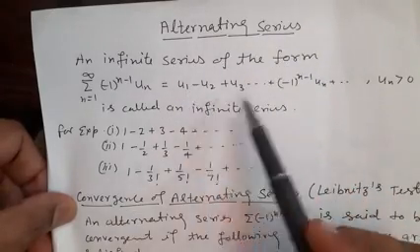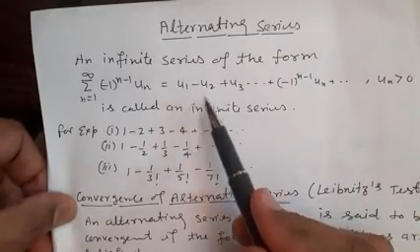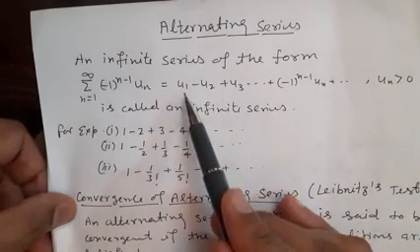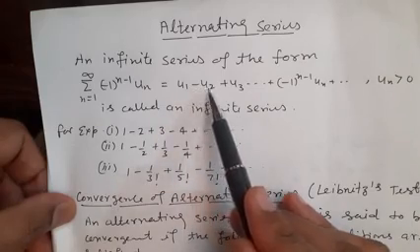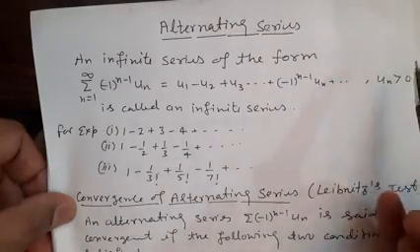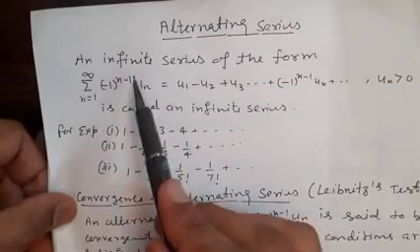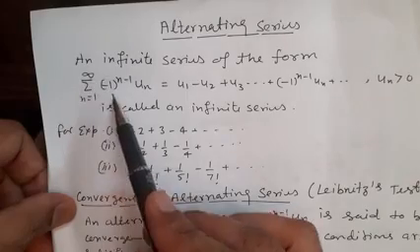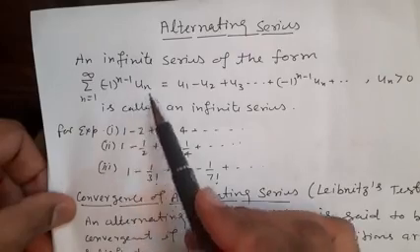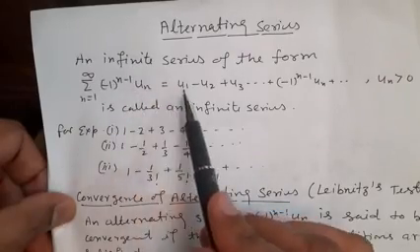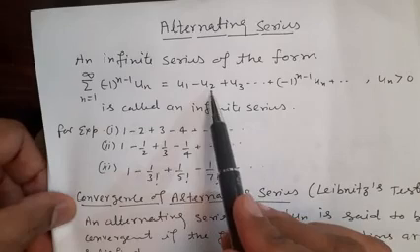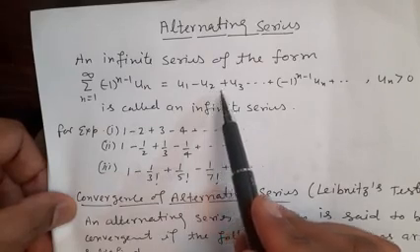It is the series of alternating positive and negative terms. You can see u1, then minus u2, then plus, then minus, then plus, up to infinite. The general form of this series is sigma n equal to 1 to infinite, (-1) to the power n minus 1, un. If you put n equal to 1, then you will get u1. If you put n equal to 2, then you will get u2. Similarly, other terms.